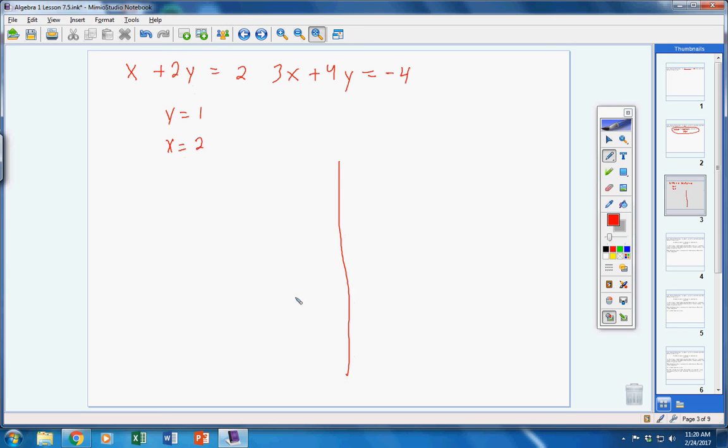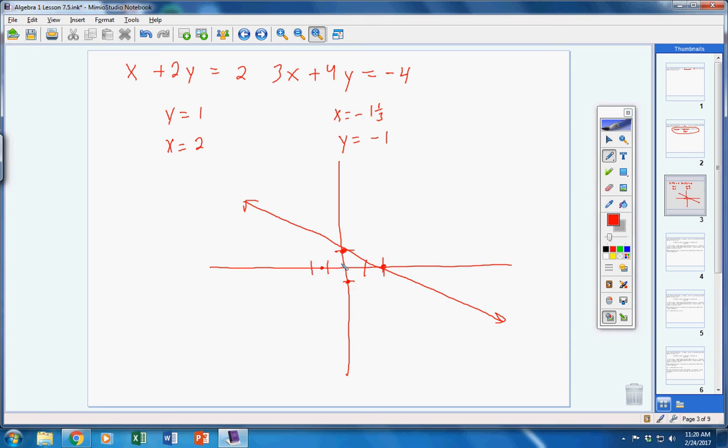Let's quickly graph those 2 points. X-intercept is 2, y-intercept is 1. And we have our line that looks something like this, okay? Then you graph the other equation, put a 0 in for y, your x-intercept would be negative 1 1/3. Put a 0 in for x, and your y-intercept would be negative 1. So x would be negative 1 1/3, y would be negative 1, right there.